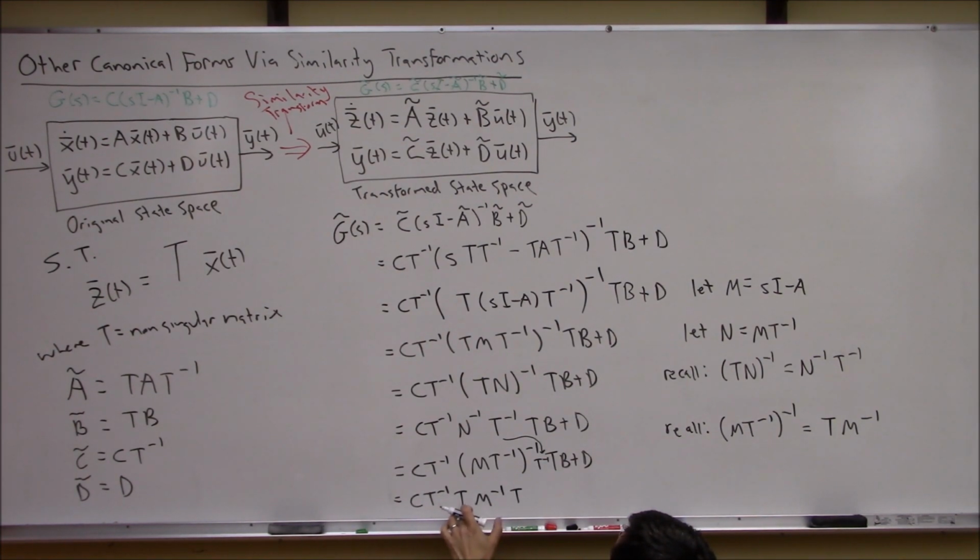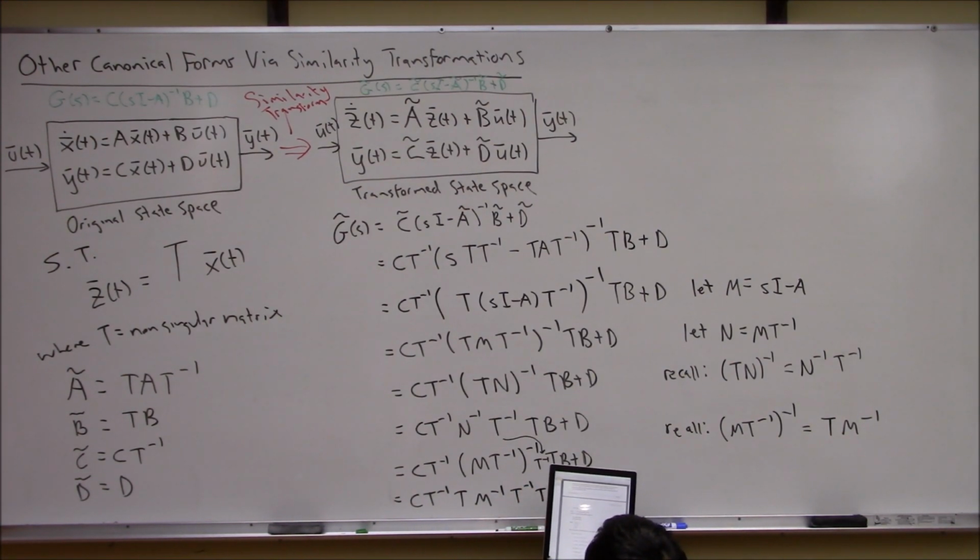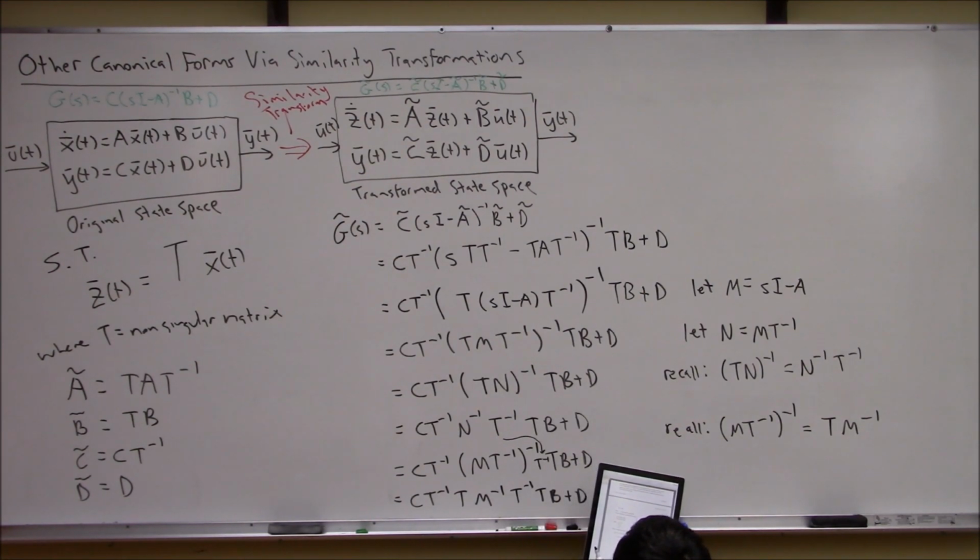So let me make sure this is correct. M. So this is T. Okay, this is the missing T inverse, right? There. T, B plus D. Okay, let me just triple check this now. C, T inverse, T, M inverse, T inverse, T, B. Yeah, okay, good. This is correct, okay?